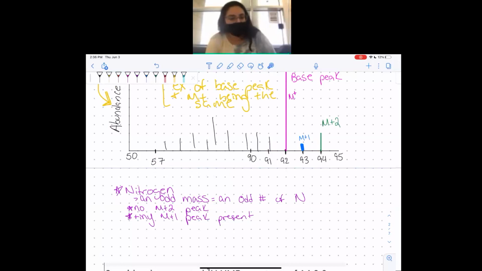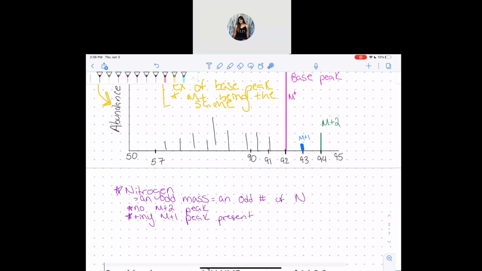Yes, Rose. So the mass is the unfragmented molecule or the parent peak mass? I'm so sorry. Say that one more time from the beginning. So you said an odd mass number. Is that for the unfragmented or that's the parent peak, the M+ peak mass?